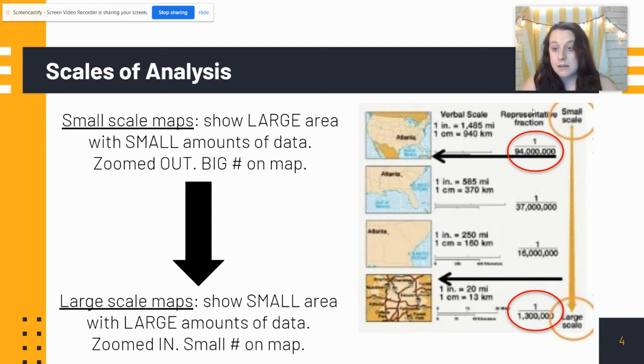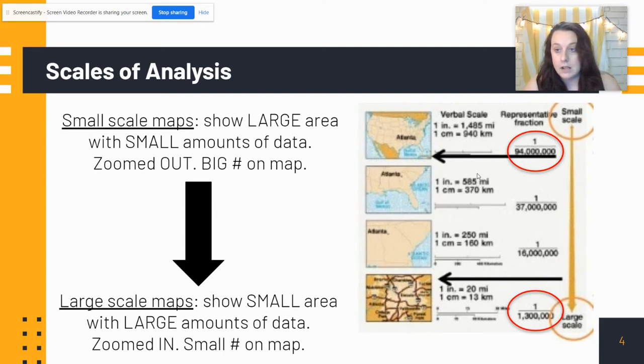Scale can also be shown on a map by a representative fraction, right? So this is 1 over 94 million. And then finally, it can be shown graphically, which looks like this. So, from this notch to this notch is going to represent that 585 miles, for instance.